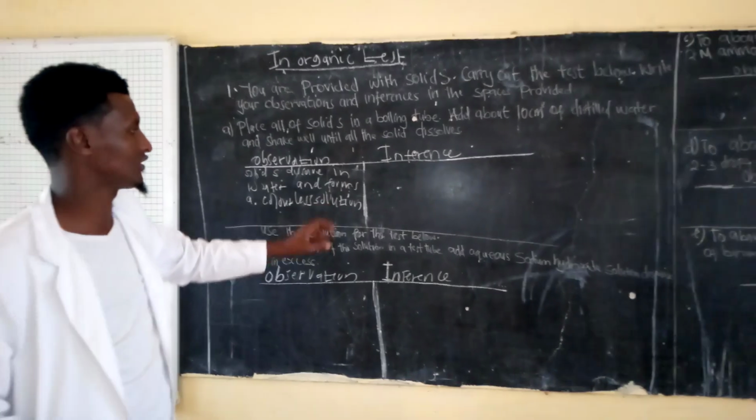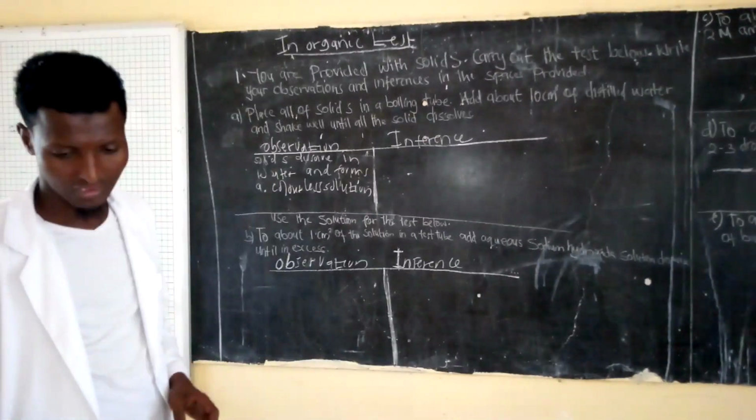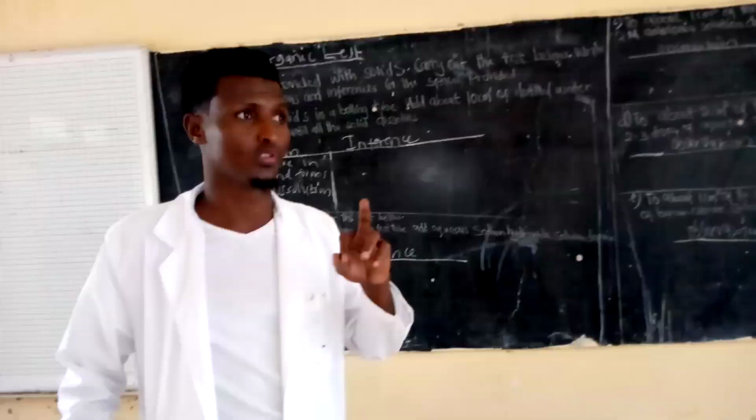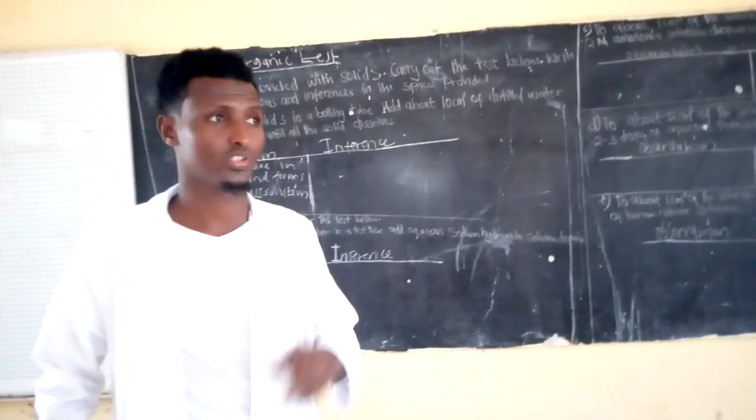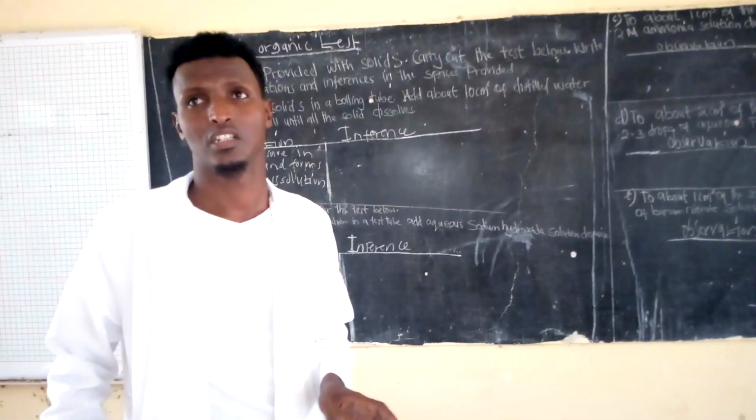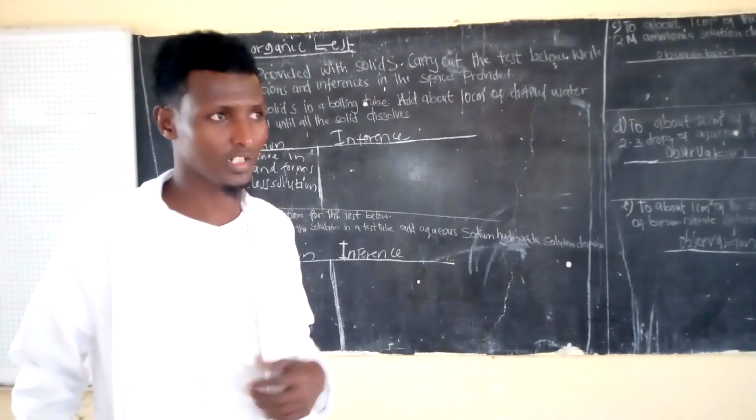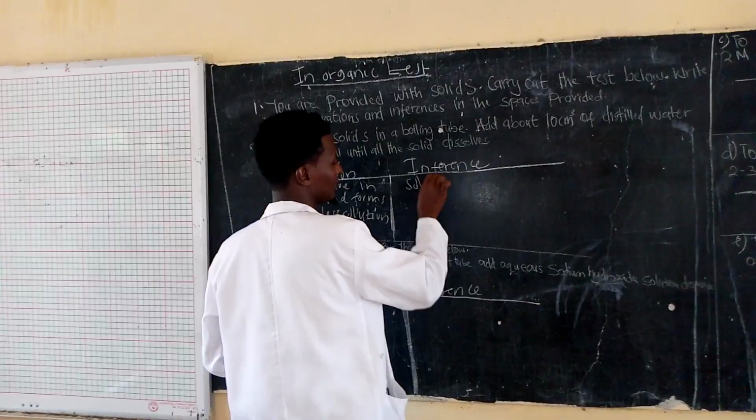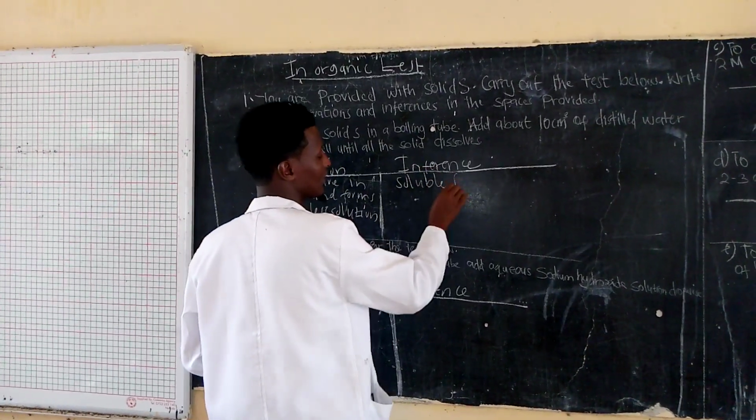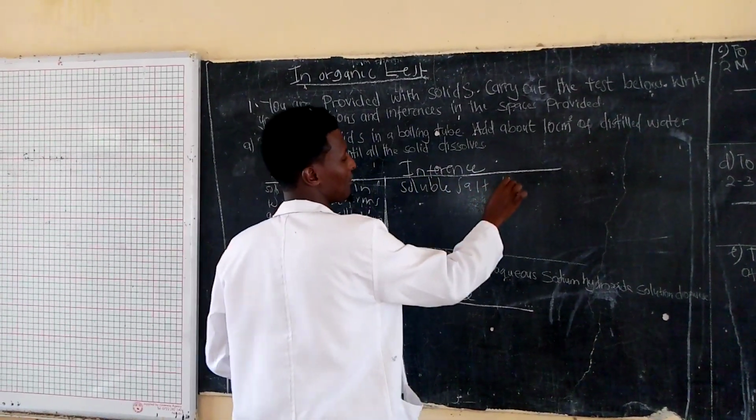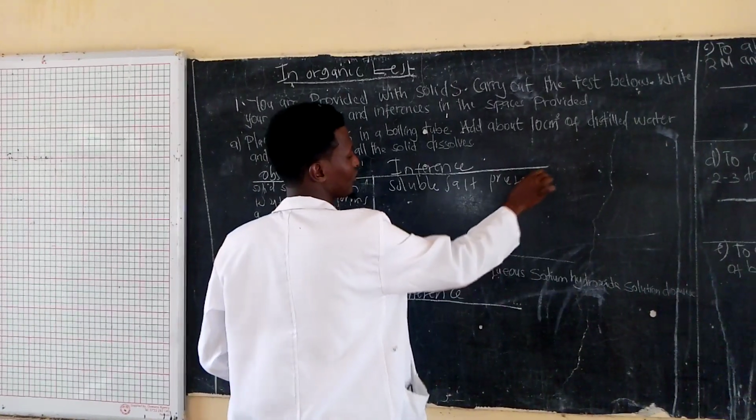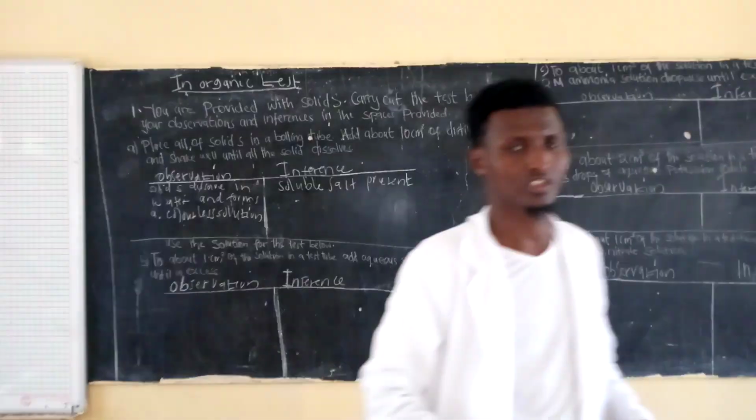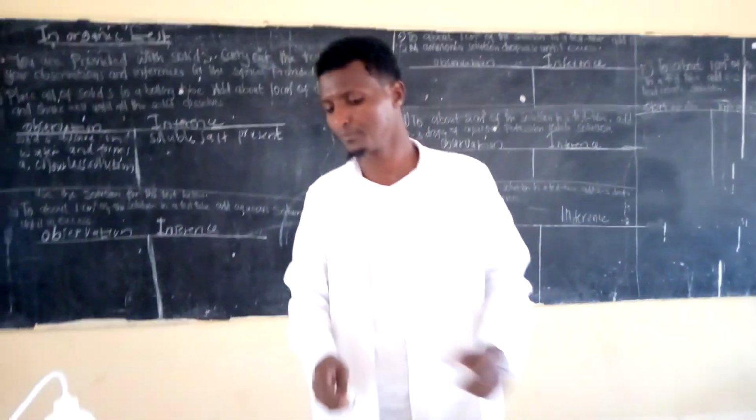When the solid dissolves in water, what is the inference? Solids either will dissolve or will not. If it dissolves, a soluble salt is present; if it does not dissolve, an insoluble salt is present. So here we write: soluble salt present. It means solid S is a soluble salt. Good.